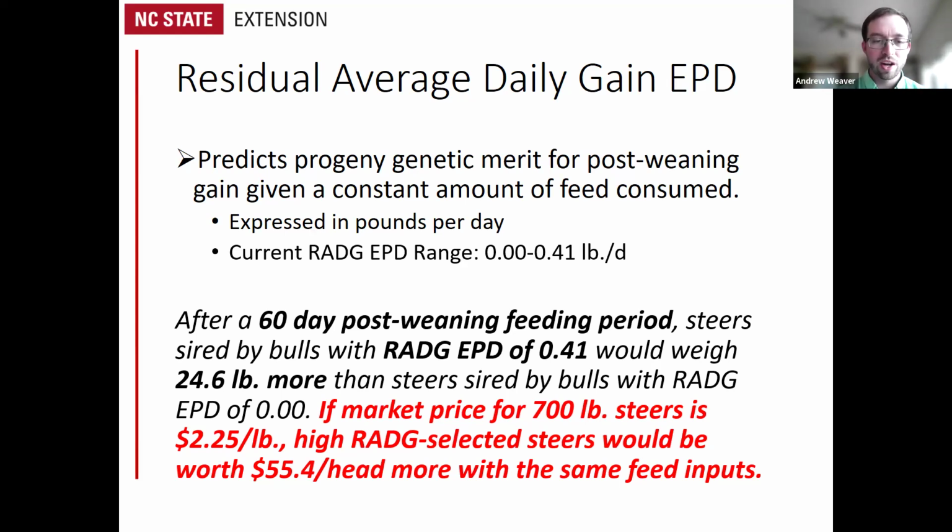As some of you may be aware, it's a good time to be in the cattle business if you own cattle. It's not a good time to be buying cattle. Those high residual average daily gain selected steers would be worth north of $50 more per head, and they would have the exact same feed inputs. So we fed those two groups of steers exactly the same thing. And because the one was sired by bulls with that higher RADG EPD, they're worth over $50 more, and feed inputs would be the same. So there's a lot of potential here, whether it be RADG or residual feed intake. There's certainly substantial economic benefits to improvements in feed efficiency.